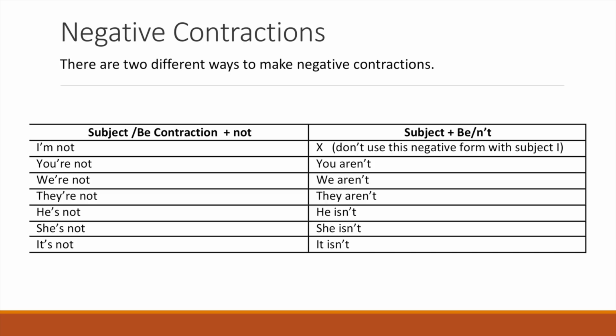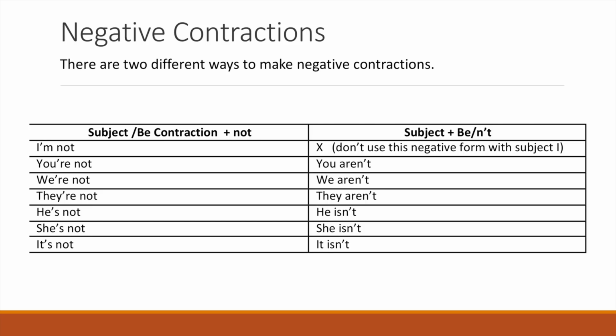Now, negative contractions can be formed in two ways. We can form a negative contraction using the subject and the be verb, or we can form a negative contraction using the be verb and the word not. For example, we have I'm not, using the subject I and be verb am. We join the two words together with an apostrophe and add the word not. Please note that if the subject is I, we cannot form a negative contraction using am and not.